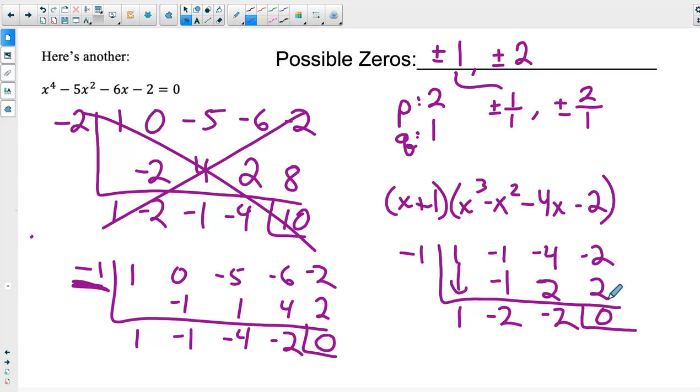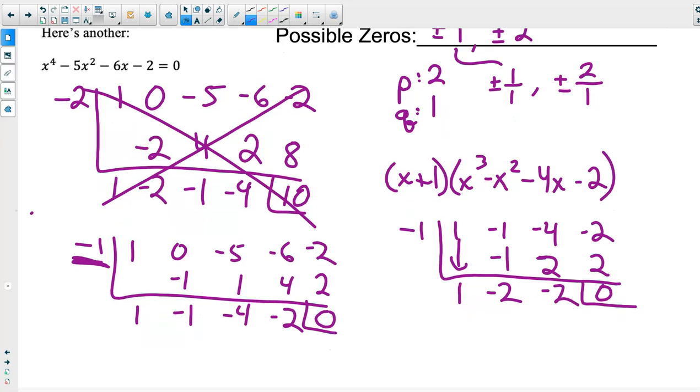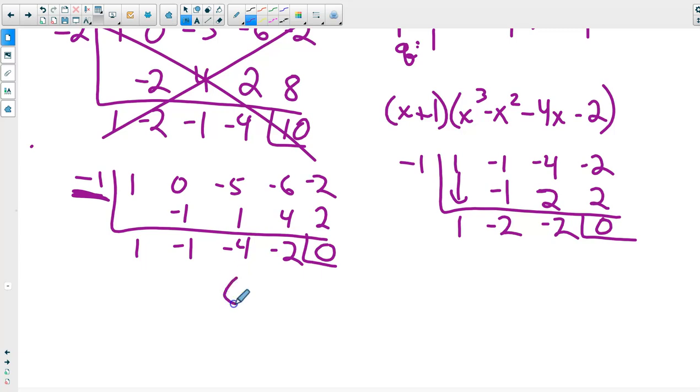So we write that in factor form again now. I have x plus 1 for my first iteration of synthetic division. I have x plus 1 from the next iteration of synthetic division. And then I have x squared minus 2x minus 2. All of that equals 0.